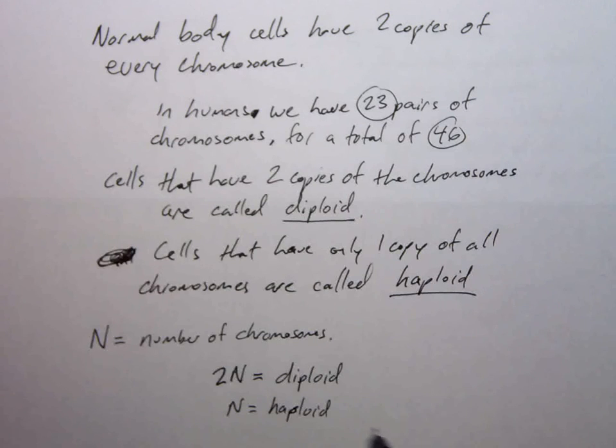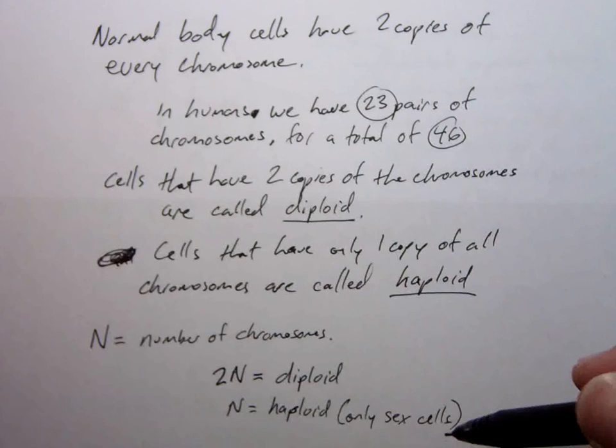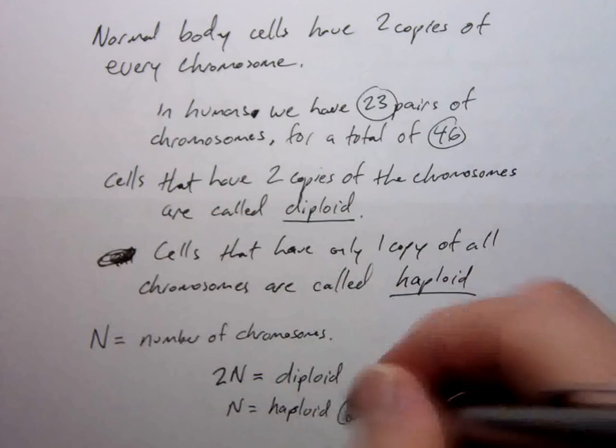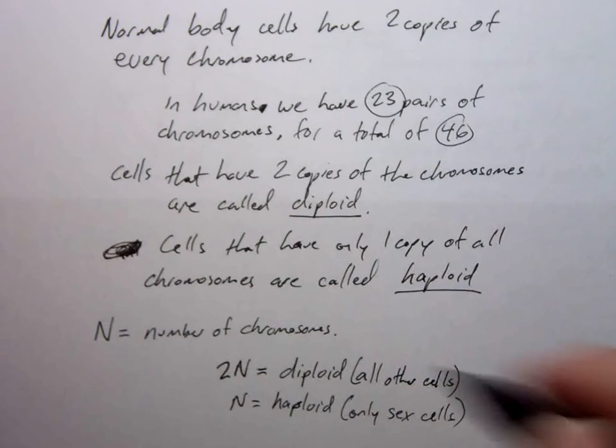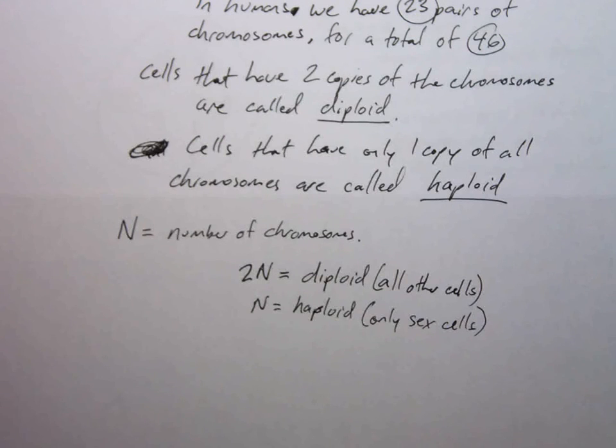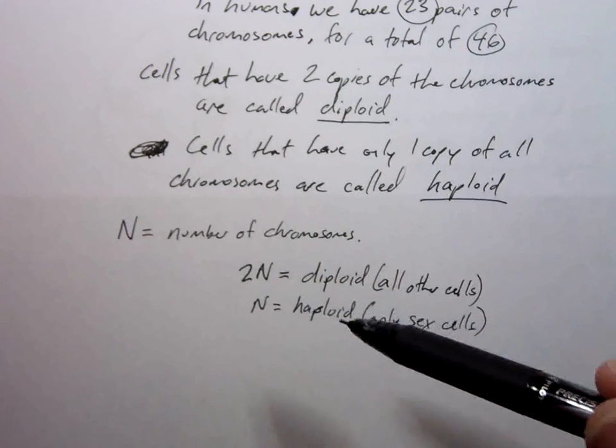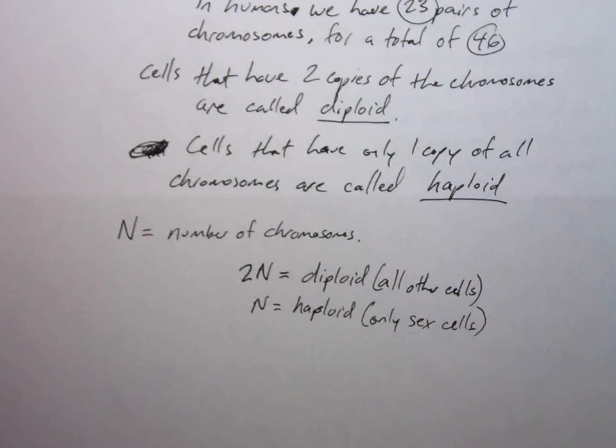Now, here's the thing that I want you to remember. These are only sex cells. You won't find haploid cells anywhere else in the human body, or really in many other organisms, unless they're sex cells. There's a reason. Only sex cells need to be haploid, because when a sperm combines with an egg, each of them is bringing N. When they combine together, what do you end up with? A diploid cell, 2N. You end up with a cell that has a full set, the two copies of chromosomes.